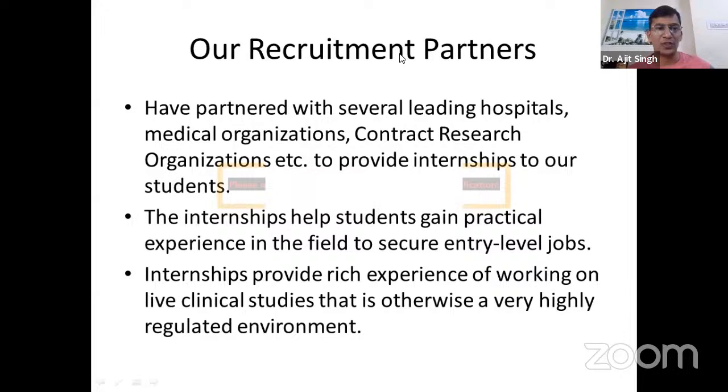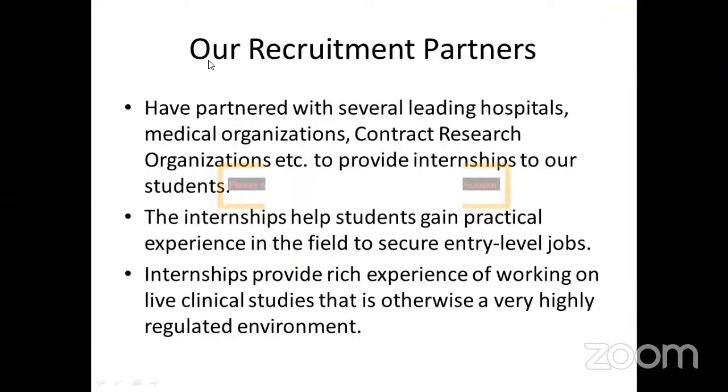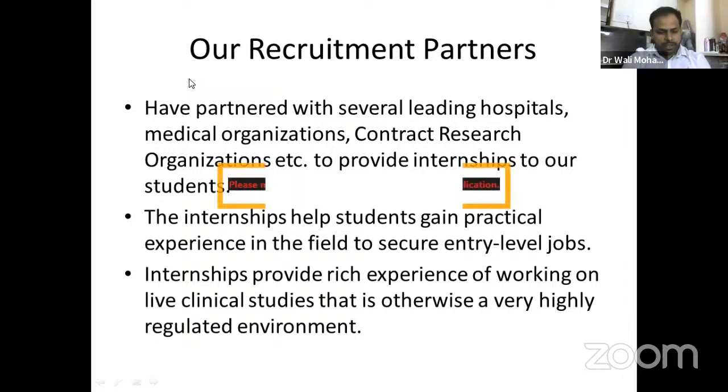Wali, I think you are on mute. Yes. Hello. Yes, basic question I got. The thing is, being a research professional, how do the sponsors get into contact with the hospital setup to run their trials?